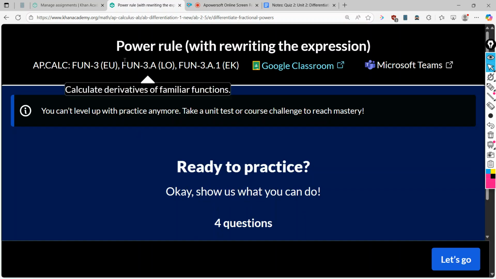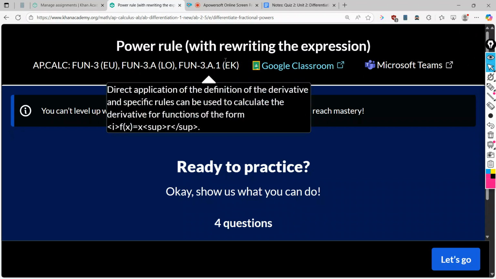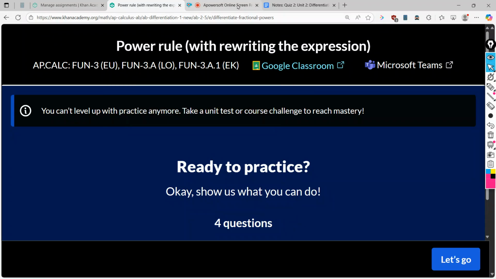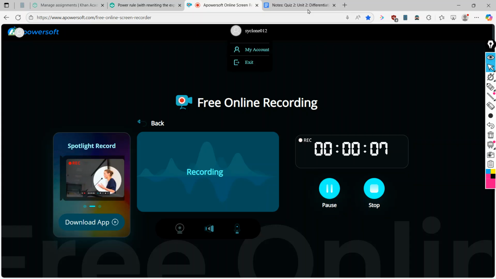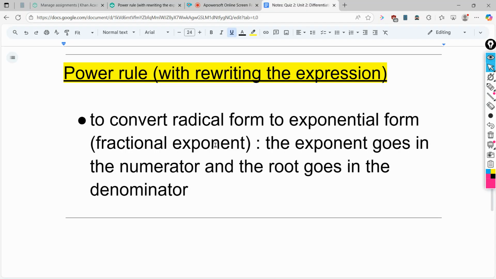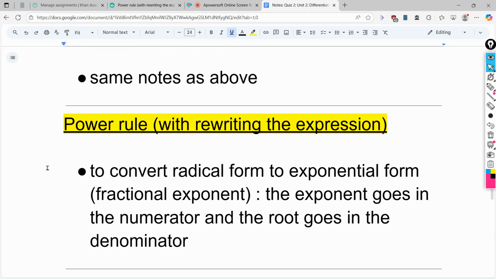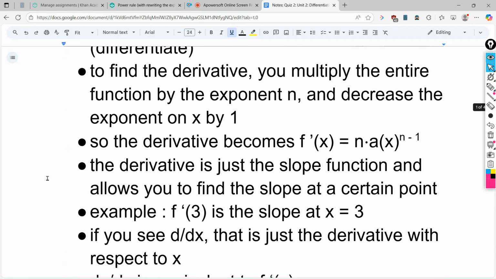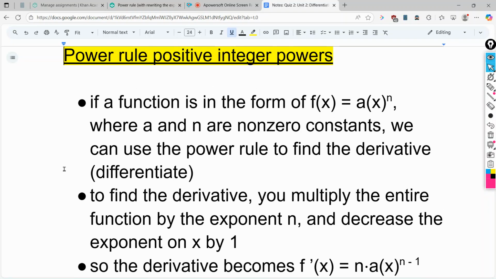This will be for the exercise on the power rule with rewriting the expression. So the main thing you want to remember to convert radical form to exponential form, in other words, a fractional exponent, the exponent goes in the numerator and the root goes in the denominator. Okay, that's how you get your fractional exponent. So that's the main part, and everything else that we learned applies.